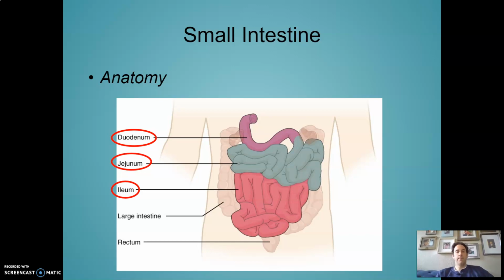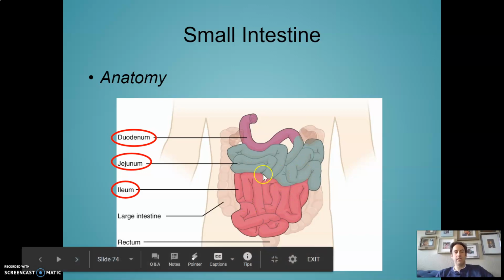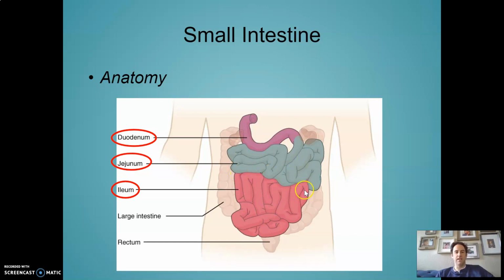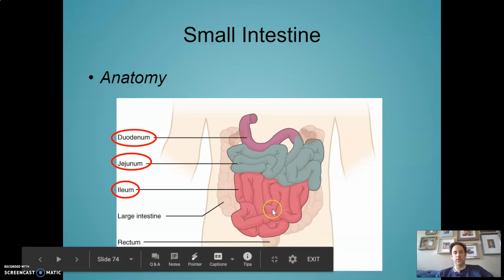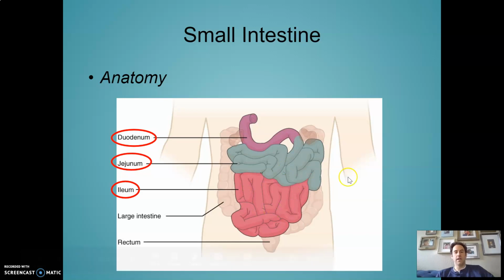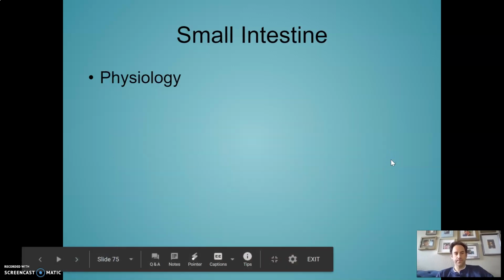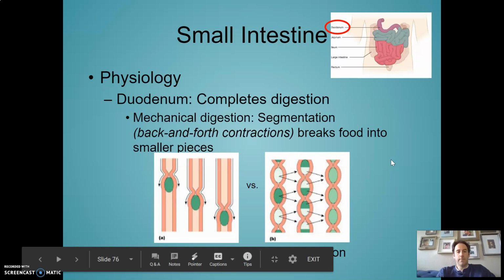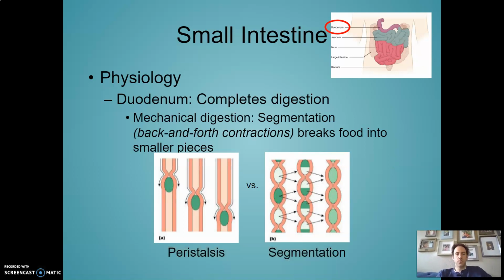So before we get into that, there's three main parts to the small intestine. The first part is the duodenum. Sometimes it's called the duodenum, the duodenum, lots of ways to pronounce this. That's about your first foot or so of this. Then the jejunum and the ileum come next, and there's really not a huge structural distinction between these two. So the physiology: in the duodenum, this is where digestion completes.